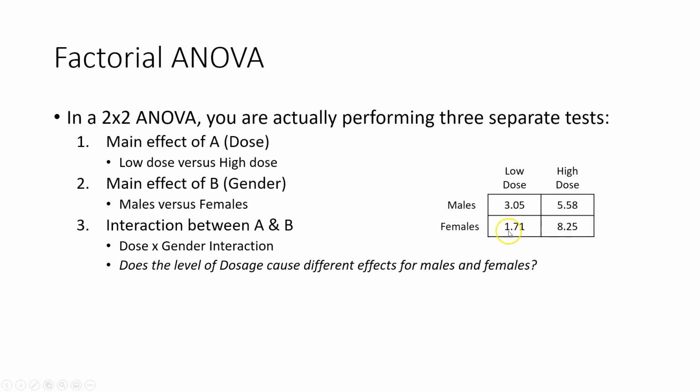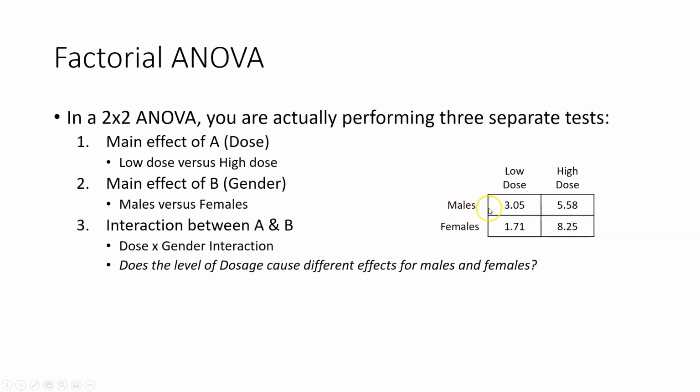Let's look at an example. Let's say that we have males and females taking some low dose or high dose of caffeine, and we're measuring their energy levels, say. Males might take a low dose of caffeine and have a mean energy of 3.05. Males might take a high dose and have a mean energy level of 5.58. Females could take a low dose of caffeine and have like a 1.71, and if they take a high dose, they could have a mean of 8.25.